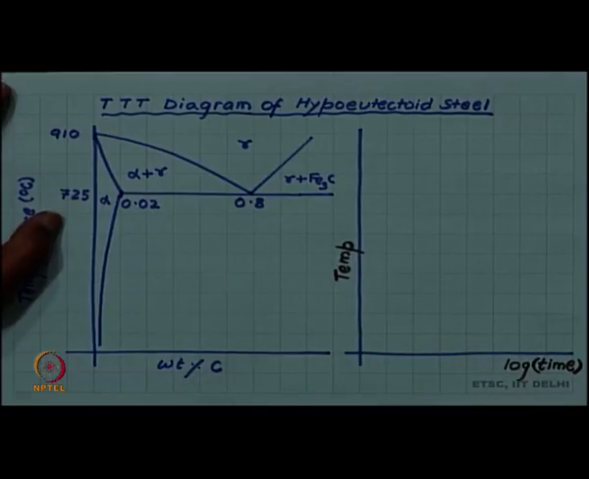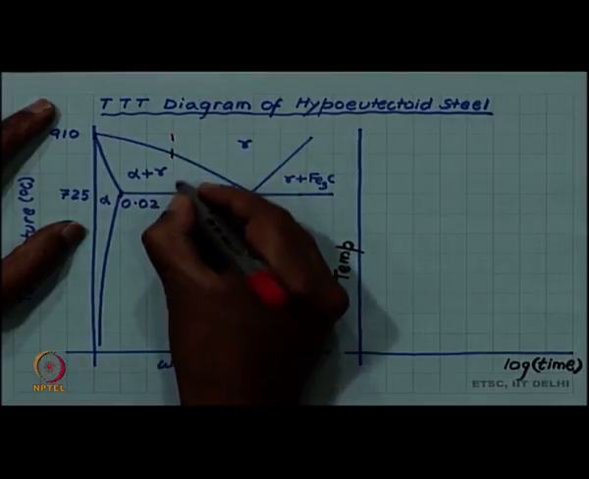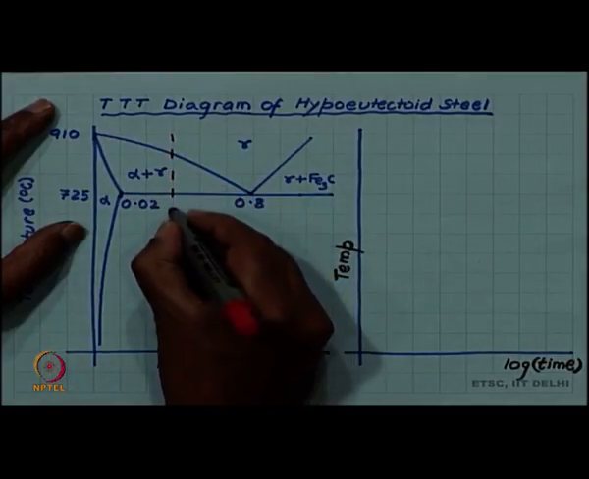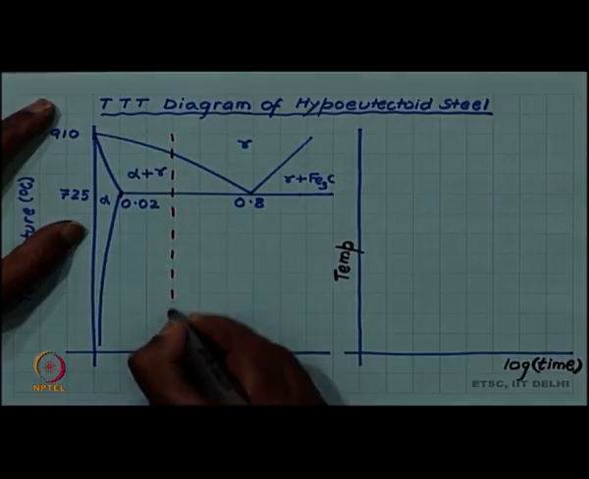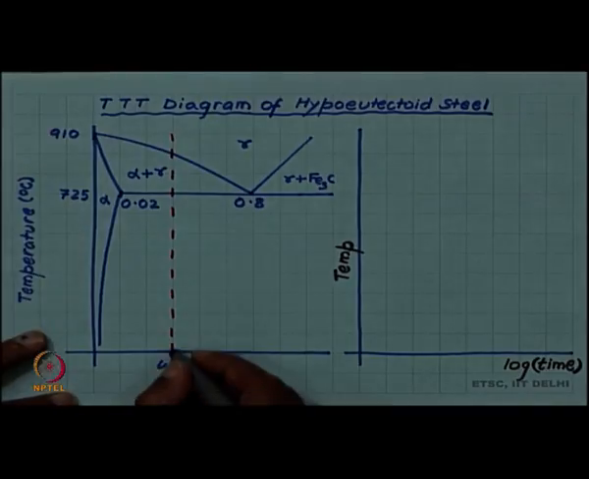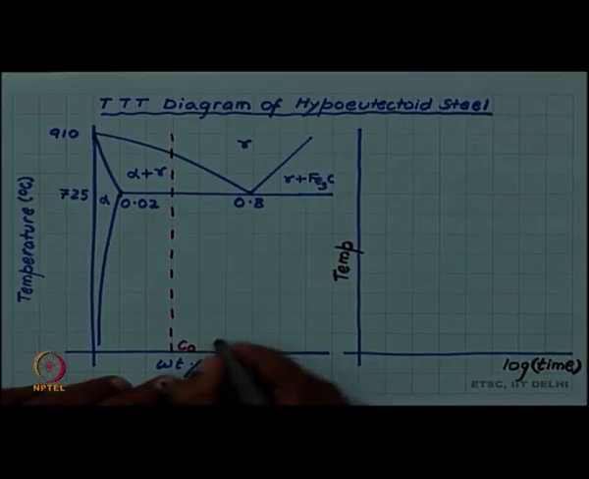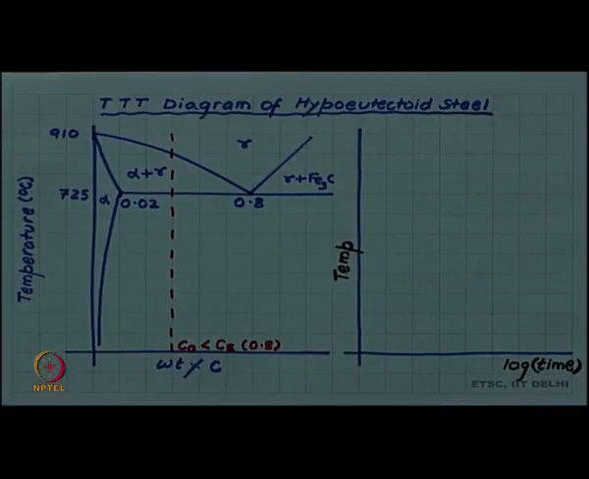So, let me take a composition. Suppose we take a composition less than 0.8. That composition is represented by this vertical. So, my alloy composition C naught is less than 0.8, less than the eutectoid composition C e, which is 0.8 weight percent carbon.